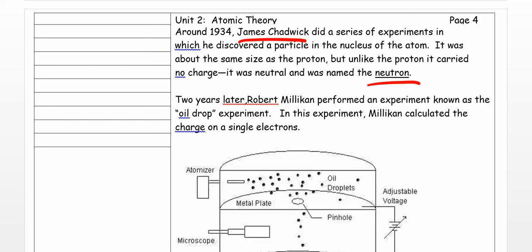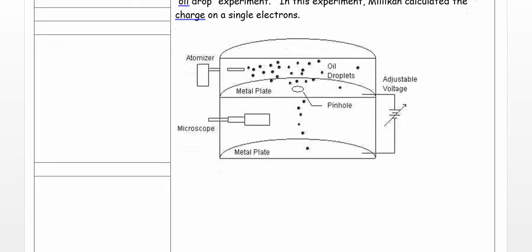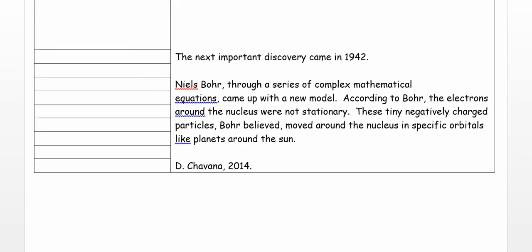Two years later, Robert Millikan performed an experiment known as the oil drop experiment. In this experiment, Millikan calculated the charge on single electrons. Folks, I'm going to go ahead and put this in the notes, but I do want to tell you this. I only ask that you remember that Robert Millikan is responsible for measuring the size of the electron. This is called the oil drop experiment. It's fairly complicated, so I'm not going to require that you know the details of the experiment. Simply that Robert Millikan was responsible for discovering the size of the electron.